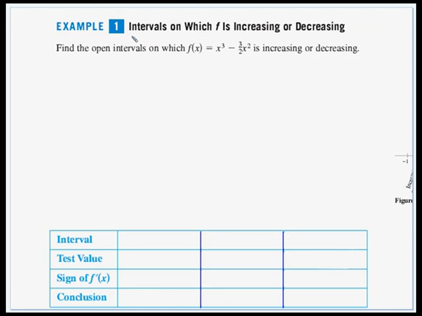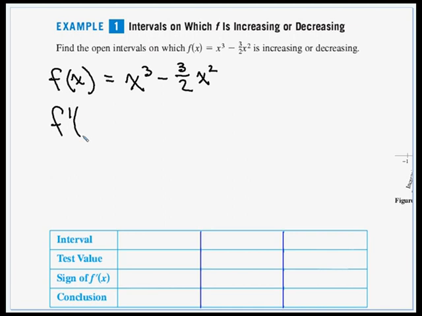So here in example 1, we want to find the intervals on which this function is increasing or decreasing. First we have our function, f of x is x to the third minus 3/2 x squared. So the first thing we want to do is find the critical numbers. Those critical numbers will chop our x-axis up into intervals. So let's find f prime of x.